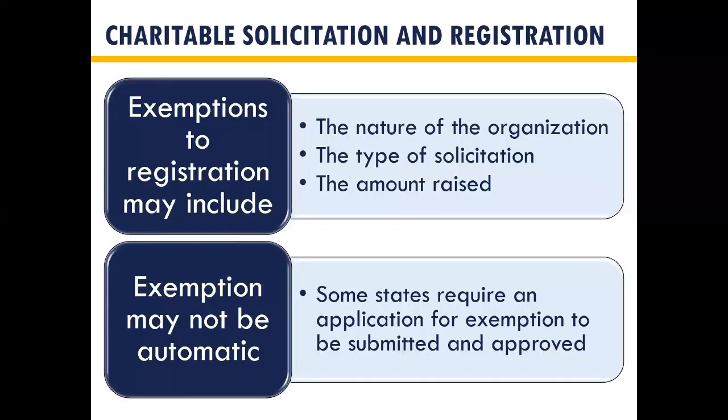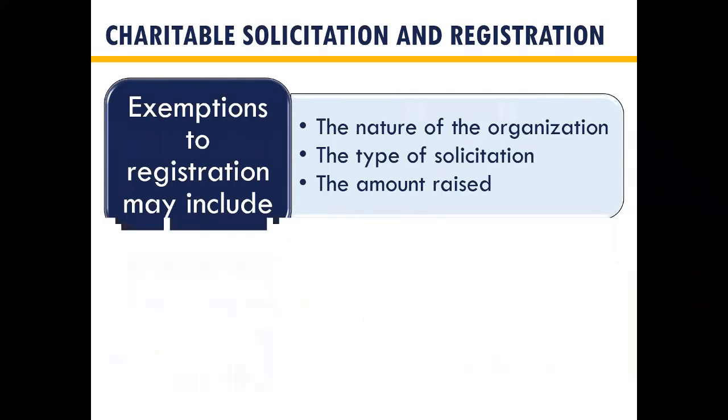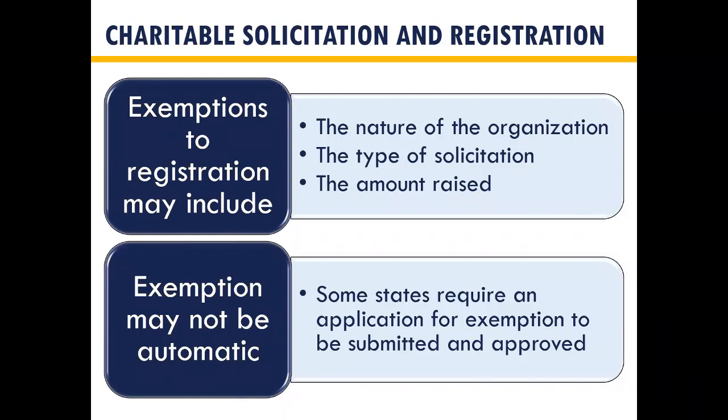And a couple of last slides just on that charitable solicitation and registration, covering what we already talked about a little bit. These are examples of what the registration would require the organization to submit or report. And as it notes here, exemption may not be automatic. Sometimes the application for exemption must be submitted and approved with the state before the charitable solicitation is allowed.